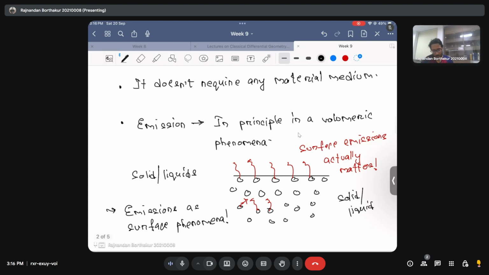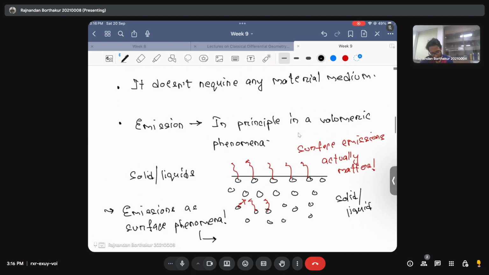Okay, so this is what we will consider in practical scenarios. Although in principle it's a volumetric phenomenon, in realistic or practical scenarios, we will consider emission as a surface phenomenon. Okay, all right.